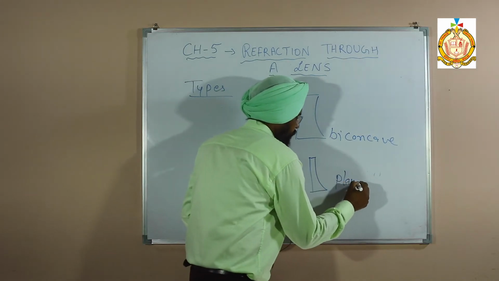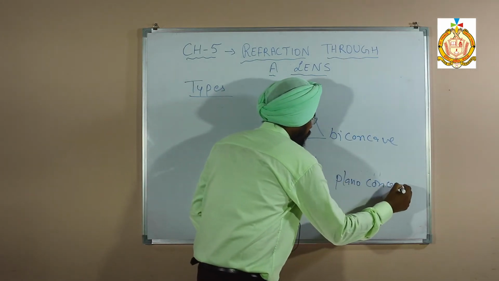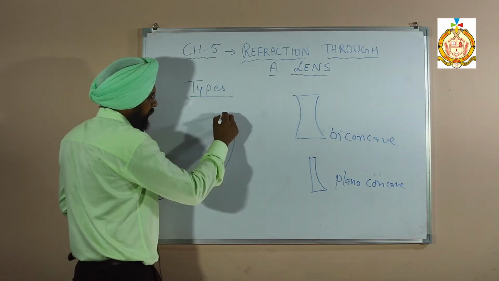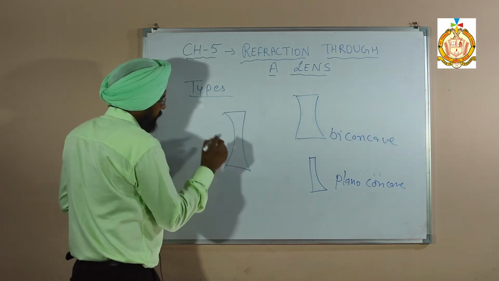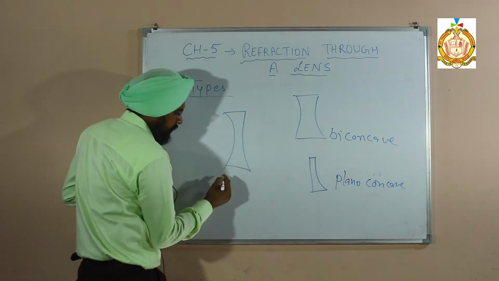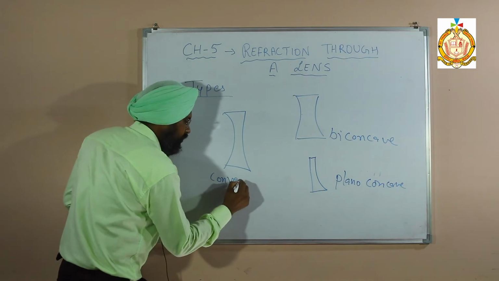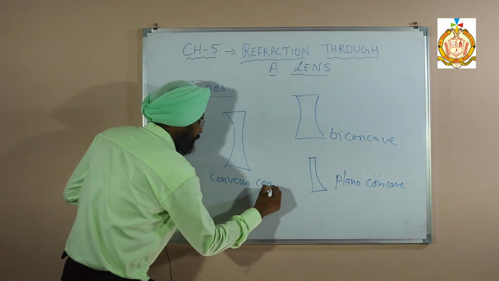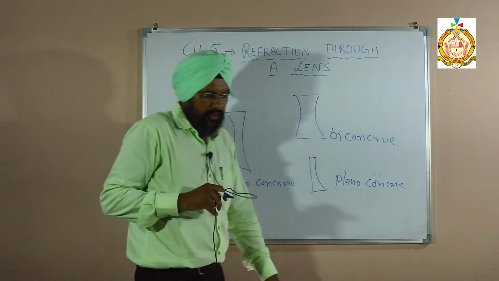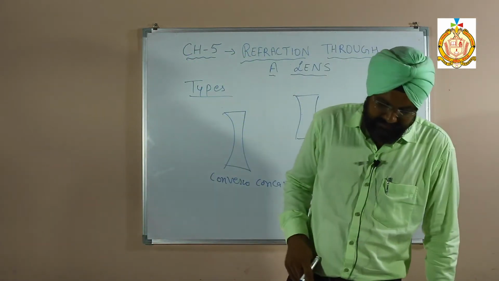This is plano-concave. And the third one we have is convexo-concave. One side is convex and one side is concave. So this is convexo-concave. These are the types. Now, the action of a lens as a set of prisms.